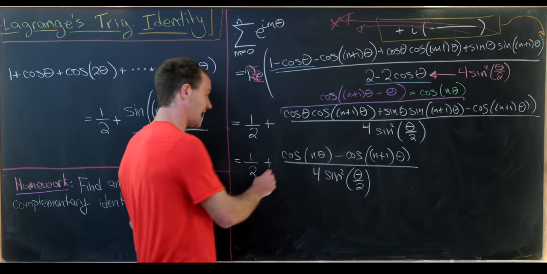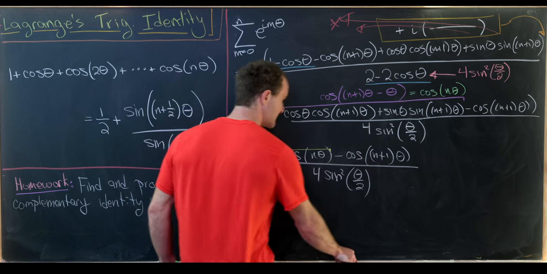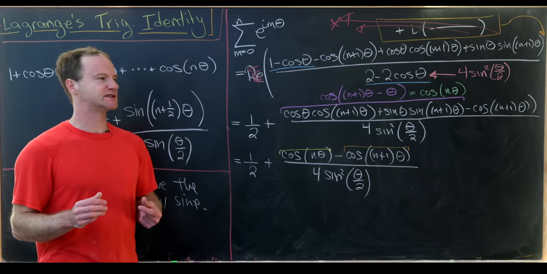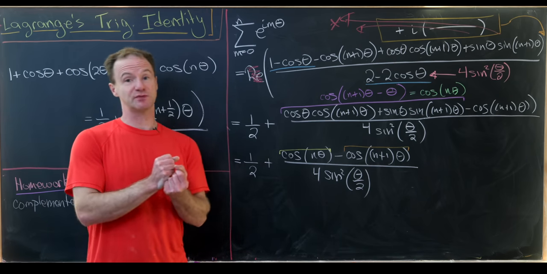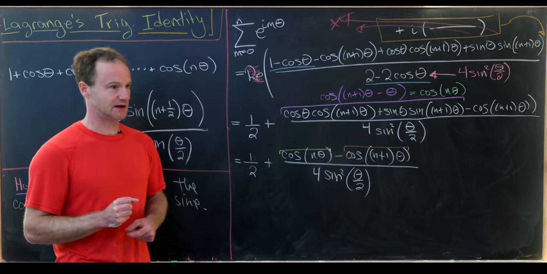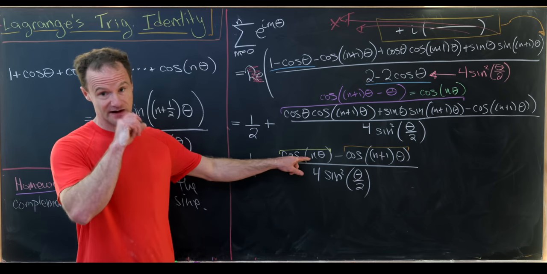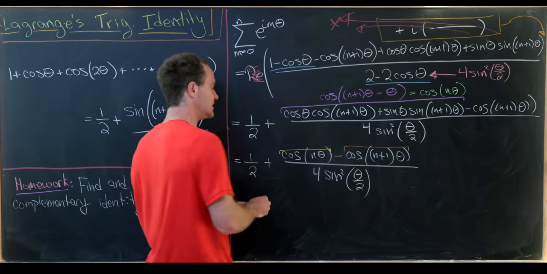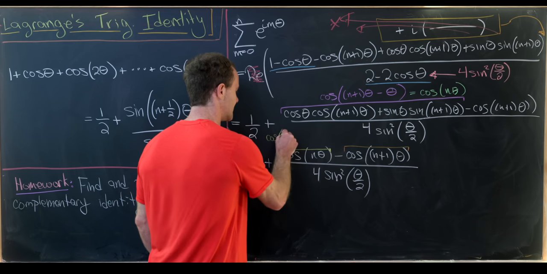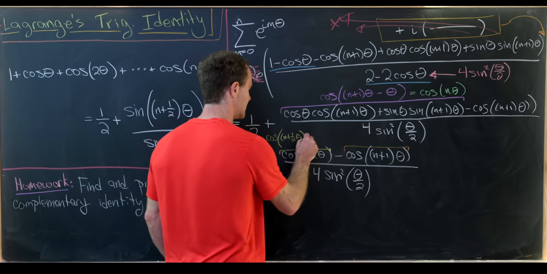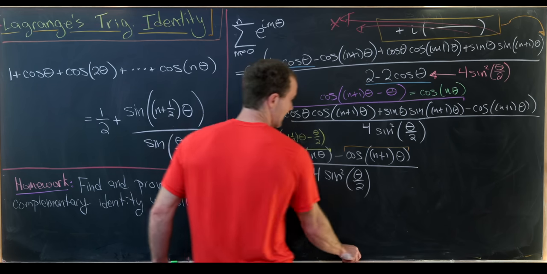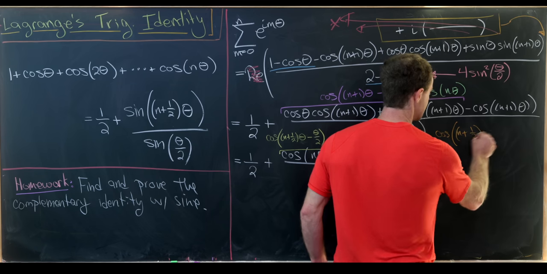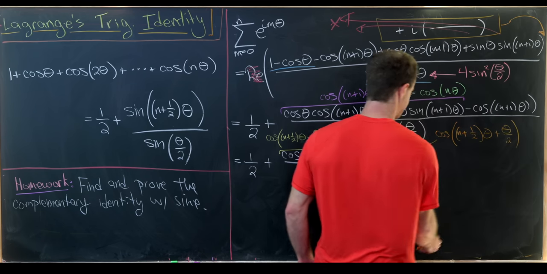But we can get there by taking this first term as well as this second term and rewriting them a little bit. And here our motivation is to somehow think of these as being split equally from n plus 1/2 times theta. So notice that this is n plus 1/2 times theta minus theta over 2. And this is n plus 1/2 theta plus theta over 2. So let's write those right here. So we have cosine of n plus 1/2 theta minus theta over 2. And then, like I said, this one right here is cosine of n plus 1/2 times theta plus theta halves.